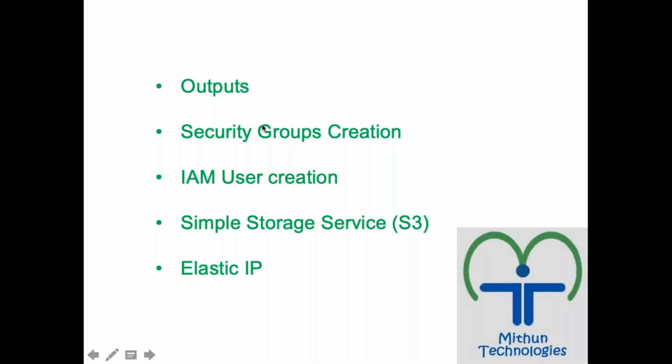See, once you create the EC2 instance, it is going to give the public IP, private IP, the instance ID, all the details, right? So I want to display those things. Then we'll discuss security groups, how to create security groups. Then IAM user. We have created the IAM user manually; we can write one Terraform script and automate it. And S3 bucket, simple storage service, then Elastic IP. So these are the things we are going to discuss today.